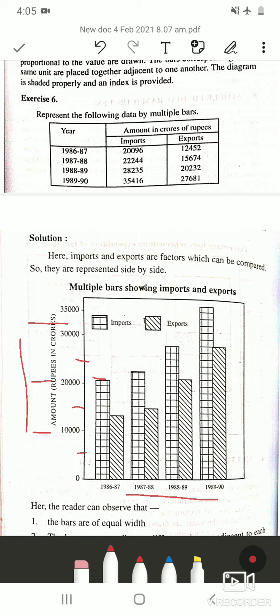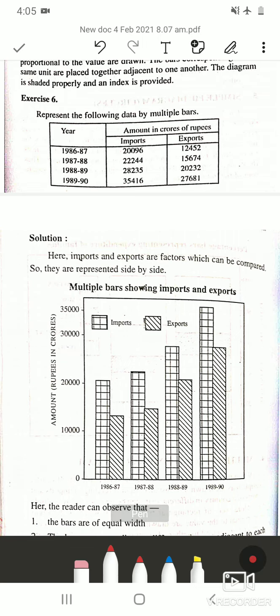So draw a rectangular box here. For imports you can take rectangular bars of 1 centimeter, and for exports also you have to take rectangular bars of 1 centimeter, or else you can take 0.5 centimeters each or 2 centimeters each, anything of your choice. So here it is 0.5 centimeters for imports and 0.5 centimeters for exports.